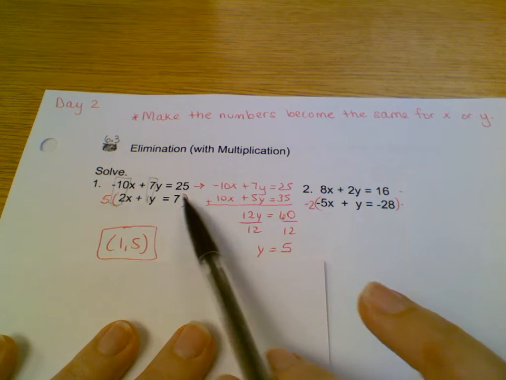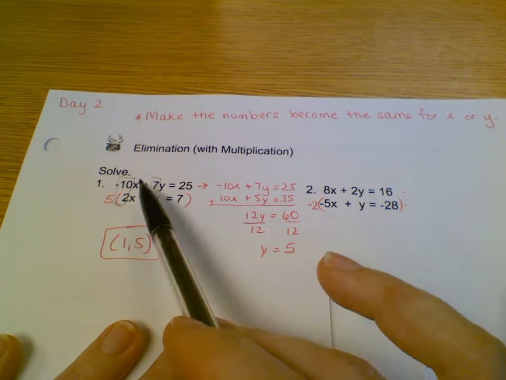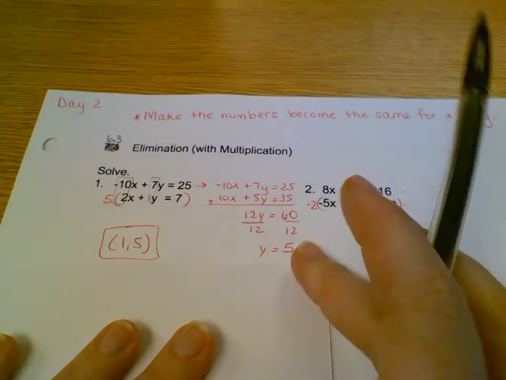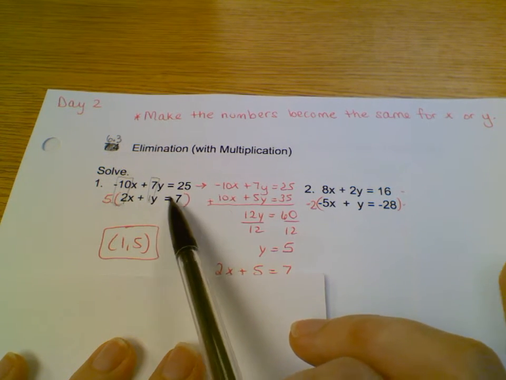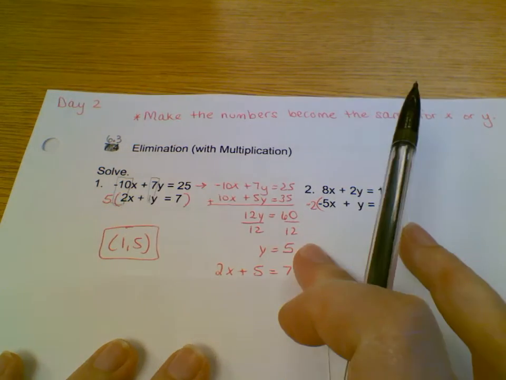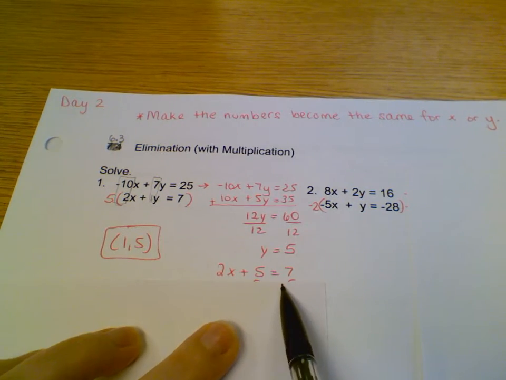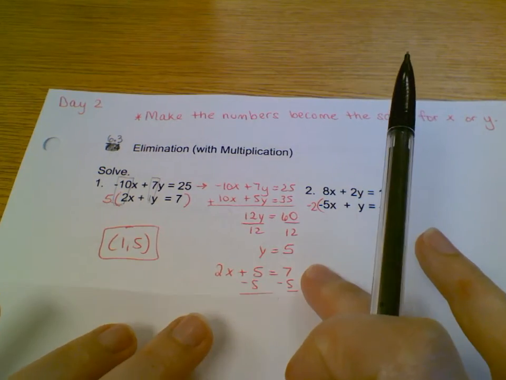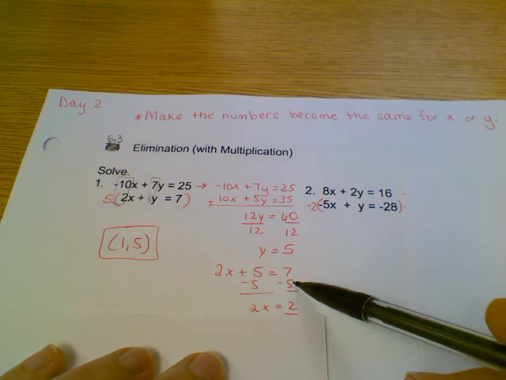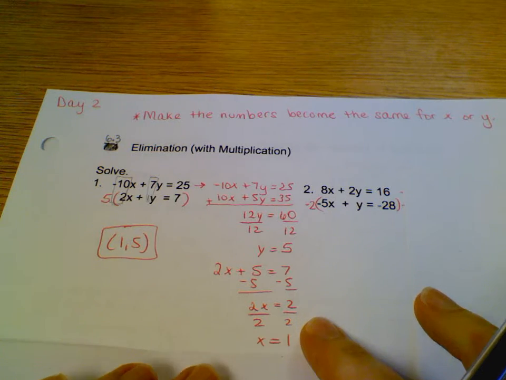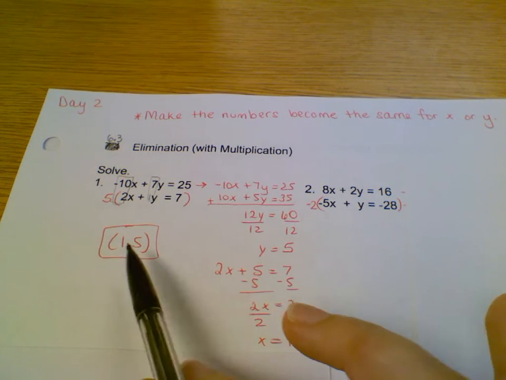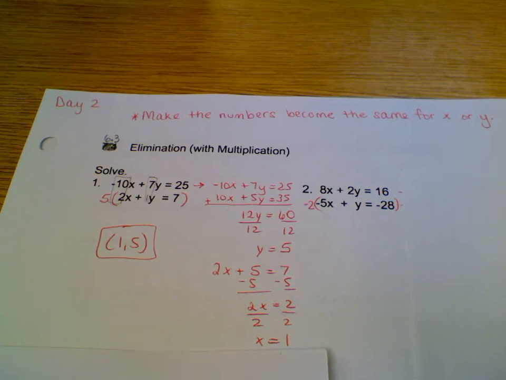You have 3 options to plug back into. I always go back to an original one. So in this case, I went ahead and just chose the bottom equation and I put 5 in for the y spot. So now I have 2x plus 5 equaling 7. I'm going to subtract that 5 over so that I can combine it with its like term. And then I need to divide by 2 in order to get x by itself. So x would be 1. So my final answer would be 1, 5.